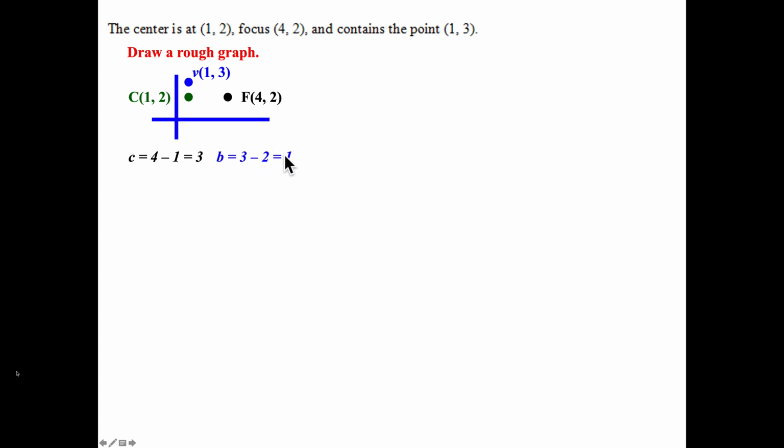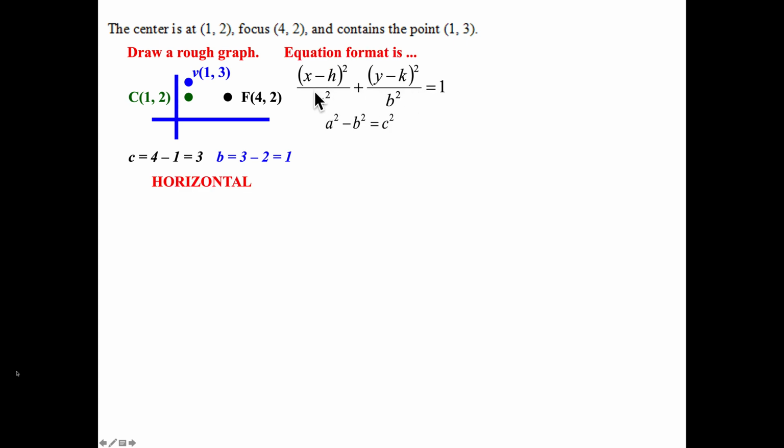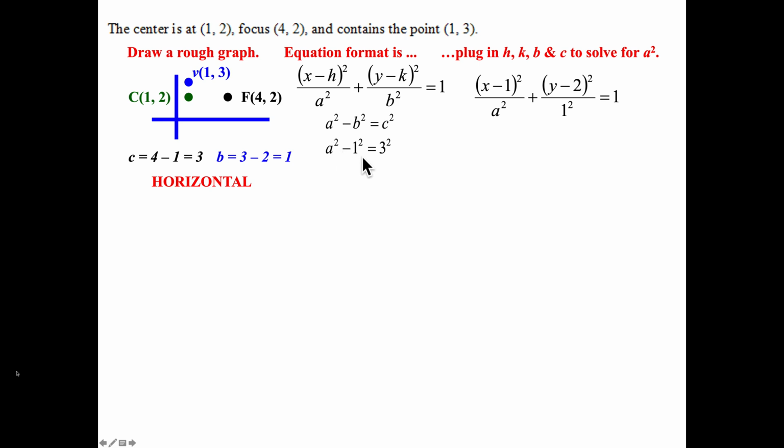So here's the one particular case where we'll have to find a squared, not b squared. Because the foci went to the right of the center, this is going to be more of a horizontal ellipse. So that's going to put the a squared underneath the (x minus h) squared. All right, so we have the b, so there's going to be a 1 underneath my (y minus k) squared. Use the Pythagorean theorem with the minus sign to find your a squared. So a squared minus 1 equals 9. Add over the 1, make it a 10. We'll put 10 underneath the (x minus 1) squared. And you have your ellipse.